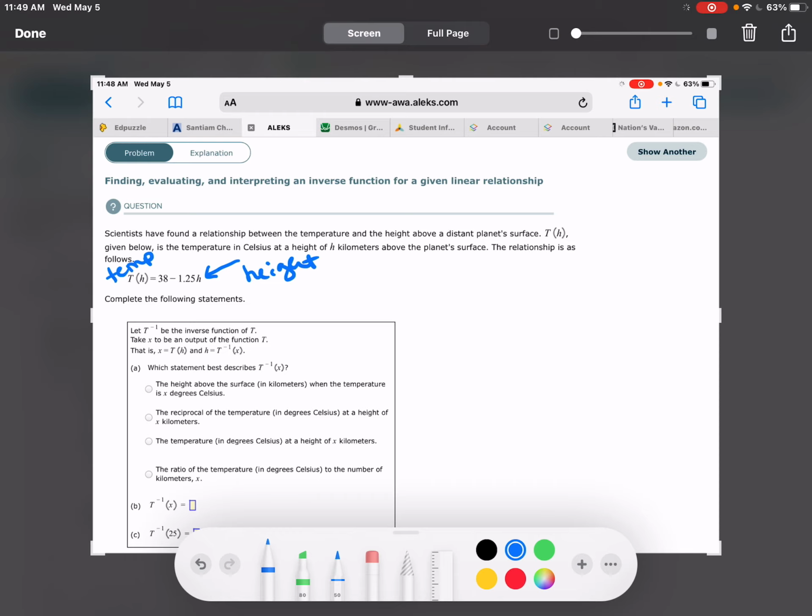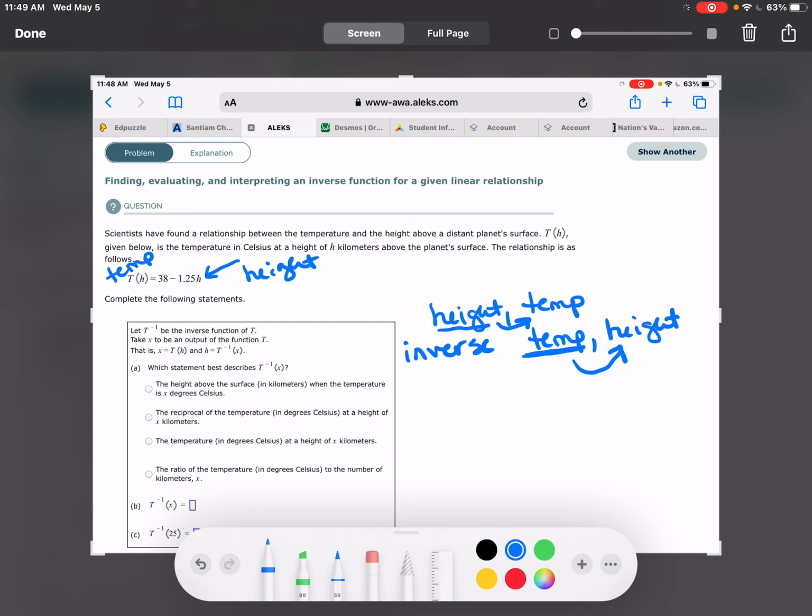So what you need to do is to think about before we had an input of height and an output of temperature. So in the inverse, we're going to have an input of temperature and an output of height. So in our new equation, we're going to input the temperature to find out what the height is, instead of inputting the height to find out what the temperature is. So which statement best describes this?